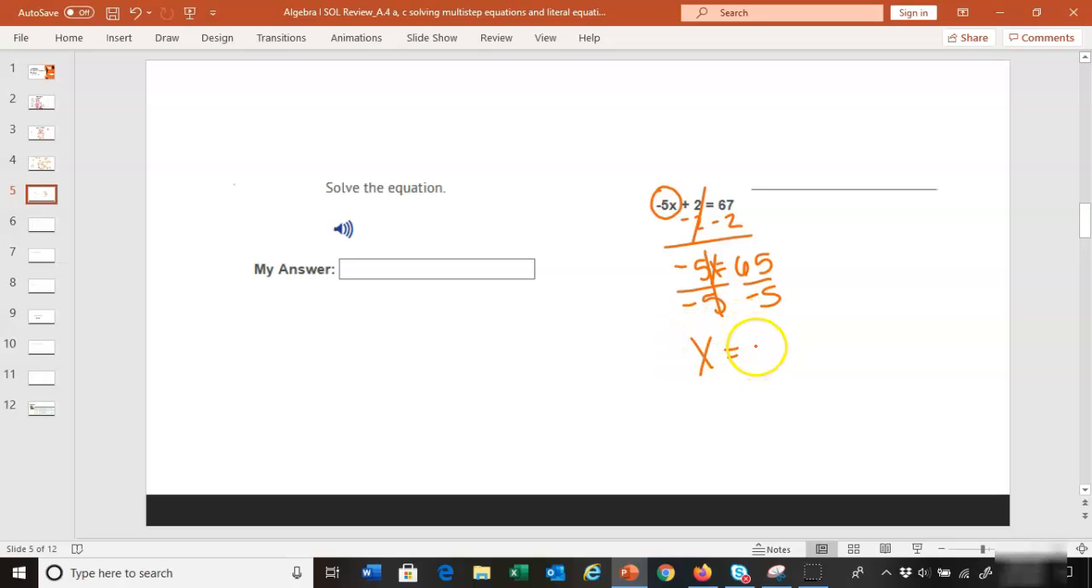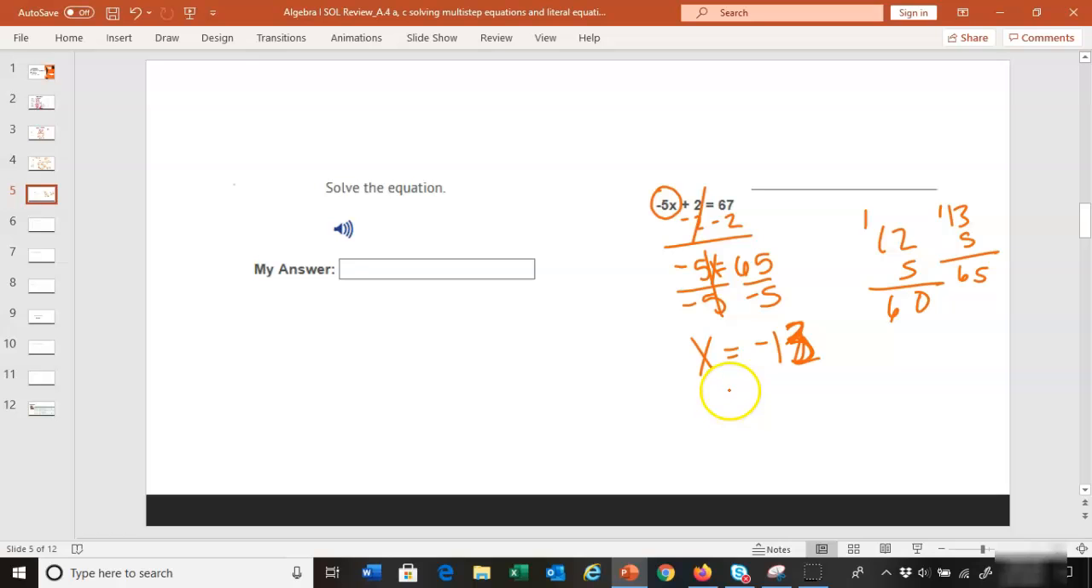And x is -12, right? I had to think about that for a minute. Let me just double check that. I don't have my calculator. I don't think it's 12. Nope, it's 13. I'm glad I just double checked because I was doing that in my head rather quickly. Let's double check 13.